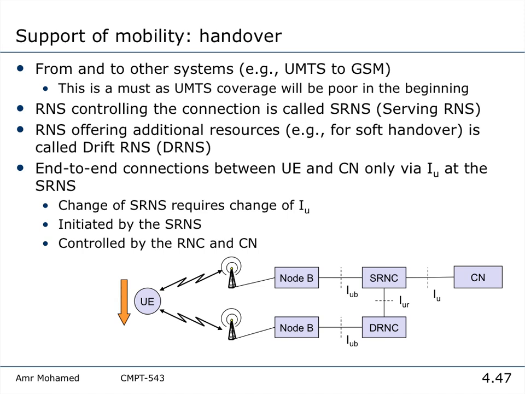Go ahead, is RNS the same as RNC? RNS is the radio network subsystem that includes the node B and the radio network controller. We said the node B corresponds to BTS and the RNC corresponds to BSC. Together, what we used to call BSS, now we call RNS. So be careful with the different terminology.